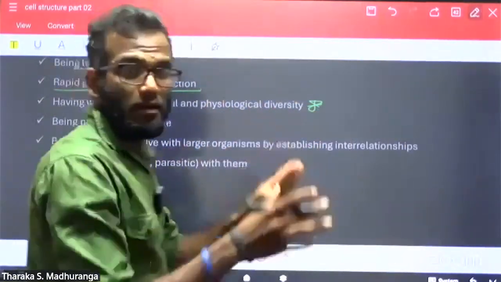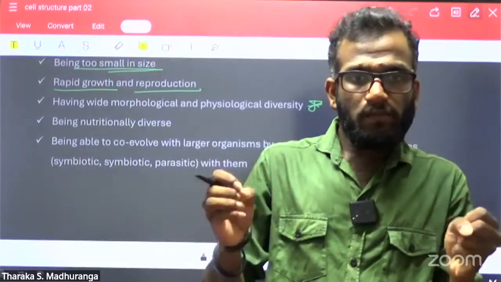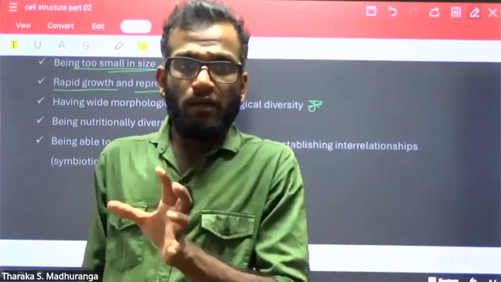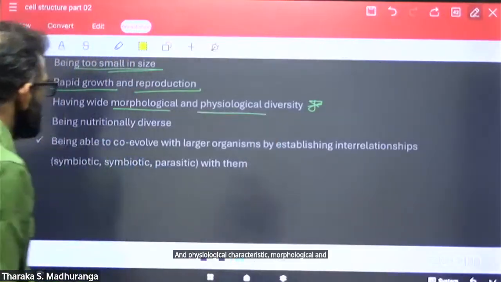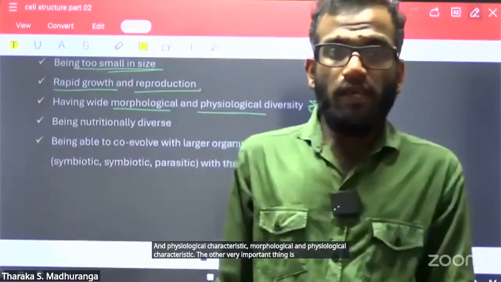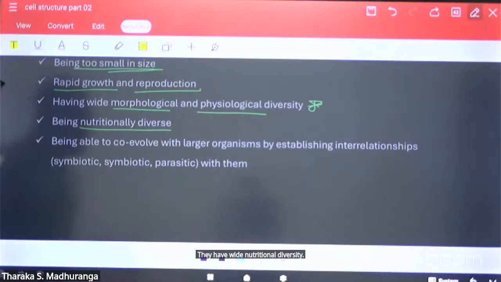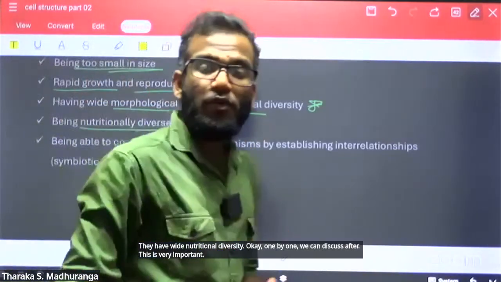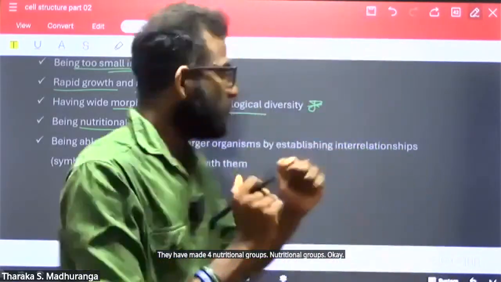The third factor is they have wide variation of morphological and physiological characteristics. The other very important thing is they have wide nutritional diversity. One by one we will discuss it later. This is very important. They have four main nutritional groups, which we will discuss on the next page.